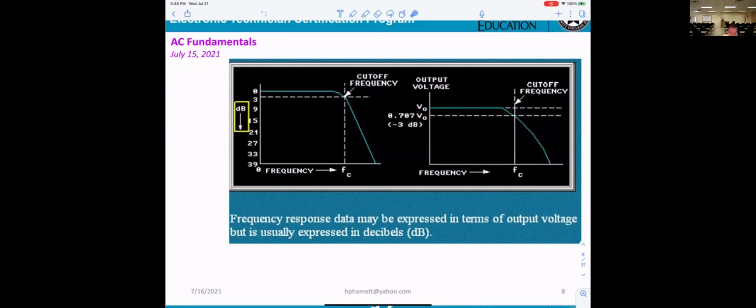Okay, frequency response data may be expressed in terms of output voltage, but normally they express it in decibels. So try to really understand when we're talking about the decibel. And the very important thing for you is that when we're talking about 0 dB, it only means no loss. Whatever is coming in will be coming out.